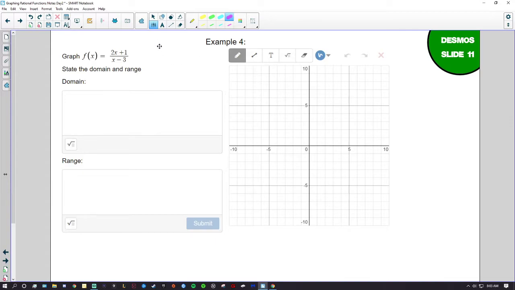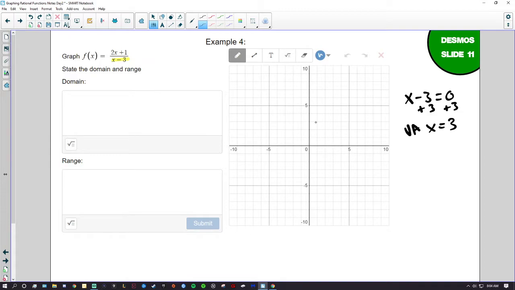Okay, so first off, we need to figure out what our vertical and horizontal asymptotes are. Remember, for our vertical asymptotes, we're just going to set the denominator equal to 0. So I'm going to set x minus 3 equal to 0 and solve for x. We should be able to do this pretty easily. x minus 3 equals 0. Adding 3 to both sides, we get x equals 3. So this is our vertical asymptote, x equals 3.